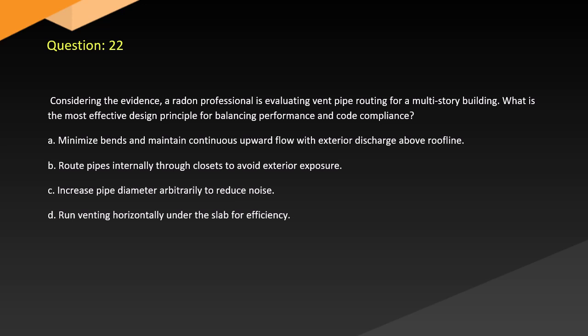A. Minimize bends and maintain continuous upward flow with exterior discharge above roofline. B. Route pipes internally through closets to avoid exterior exposure. C. Increase pipe diameter arbitrarily to reduce noise. D. Run venting horizontally under the slab for efficiency.